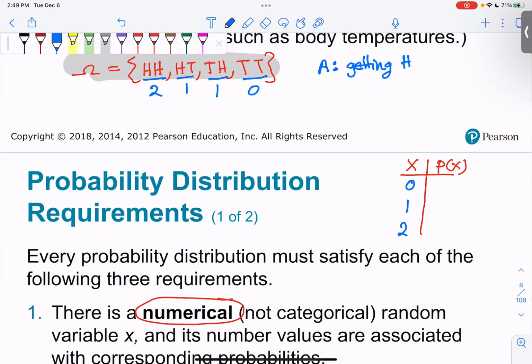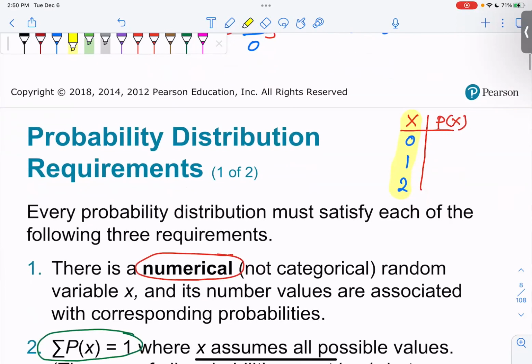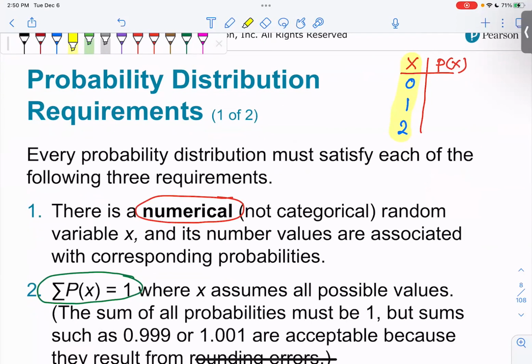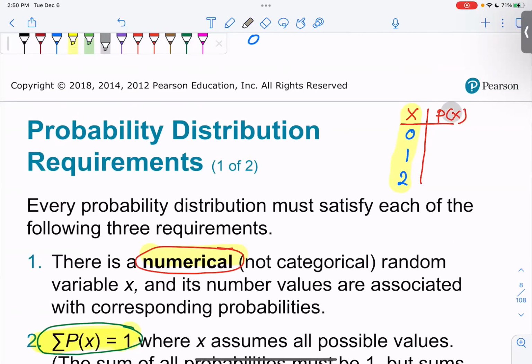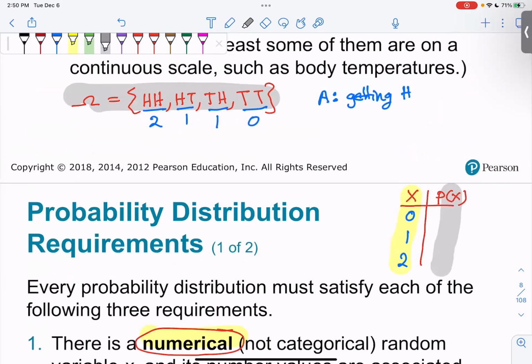So now the random variable will take those numbers. This is the first requirement: our random variable must be numerical, which is right. All those are numbers, so this is okay. Then the second one, the summation of our probabilities must be equal to 1. So let's see how many zeros we have in our outcomes.